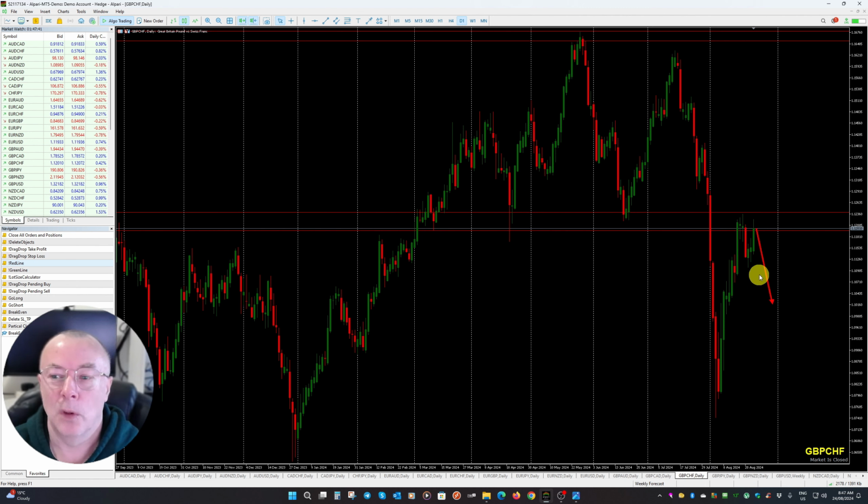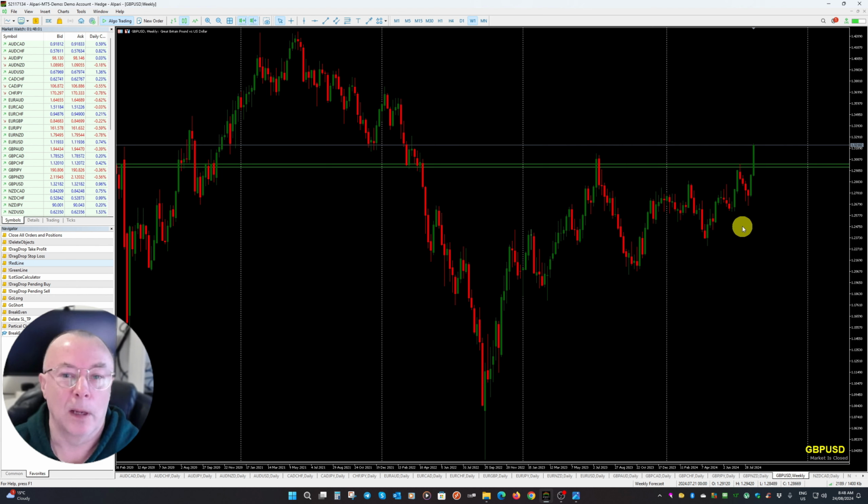And Pound Swiss, we're looking at this one to go short as well. At the moment, we have a green candle going into the zone, but we do need a red candle to close below the zone here in this area. If we can get that one, we will look at going short on this pair as well.